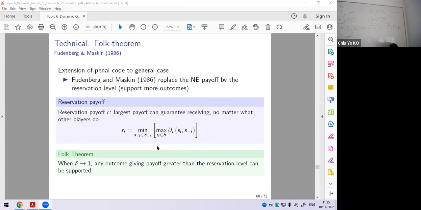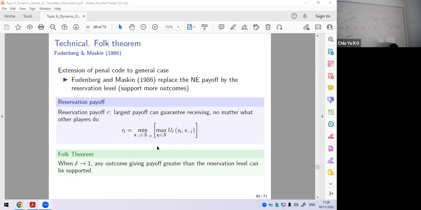What it means is, it turns out any min-max payoff can be supported. Okay. What do you mean by min-max payoff? Look at what other people can do to try to make you worse off. You can at least guarantee yourself that payoff. And any payoff level that is more than this one can be supported.